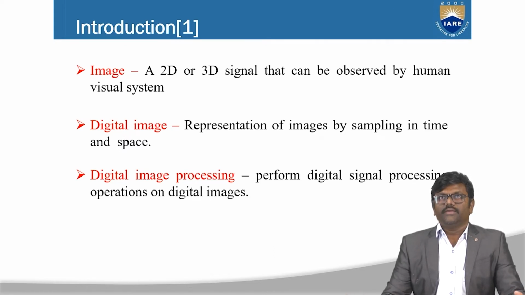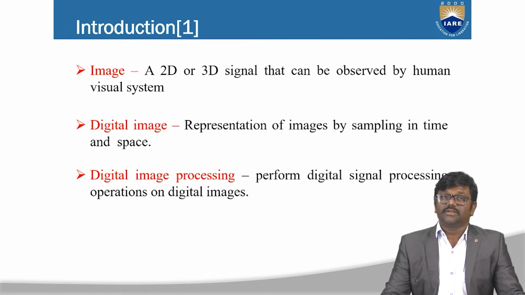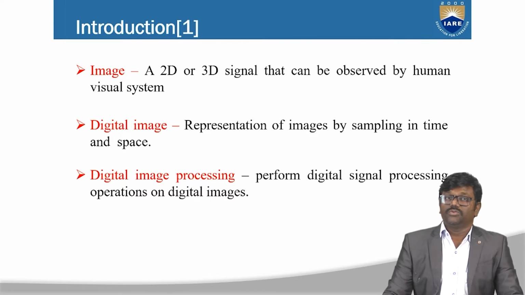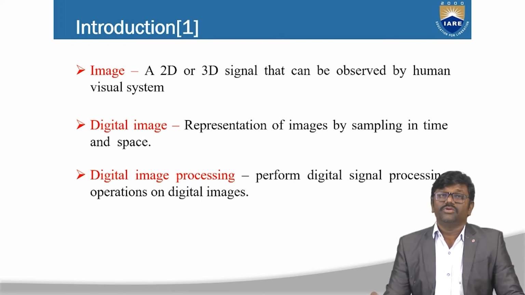So, in our day-to-day life, whatever we are observing, being a human being, in terms of visual systems, is nothing but an image. That image may be visualized in terms of two dimensions or three dimensions. If you want to take such a natural process into an artificial one, then we change that definition of an image into a digital image.